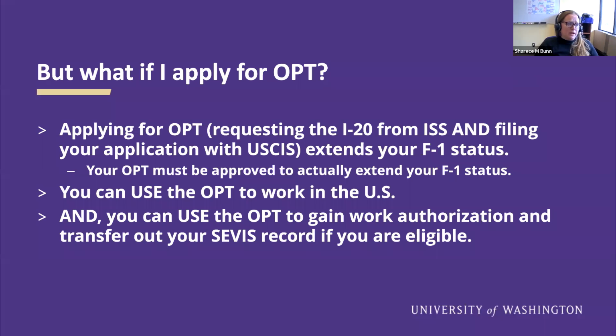But what if you want to apply for OPT? Applying for OPT, requesting the I-20 from ISS and filing your application with USCIS extends your F1 status. Your OPT actually must be approved to extend your F1 status. So if you apply for OPT and you get approved, let's say you are a winter graduate, you can use the OPT to work in the US, and you can use that approved OPT to gain work authorization and then transfer your SEVIS record if you're eligible.